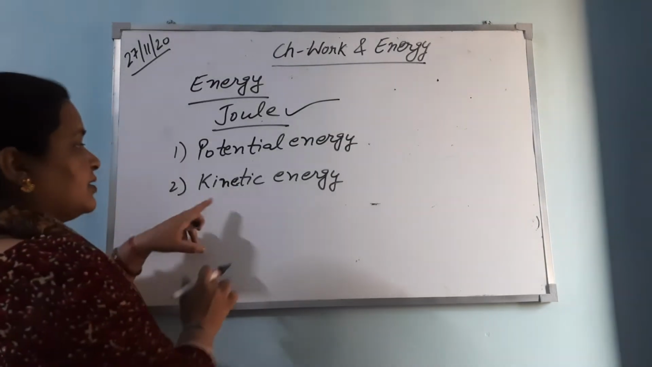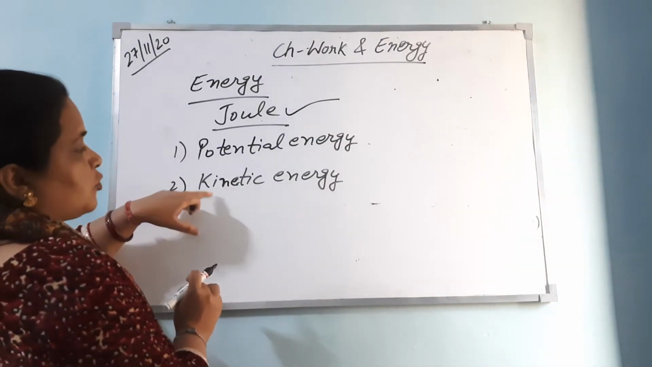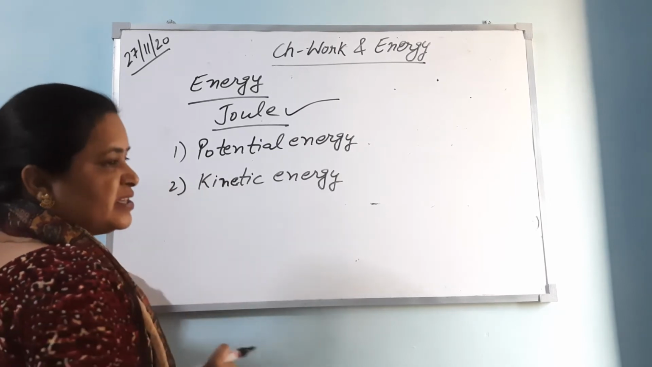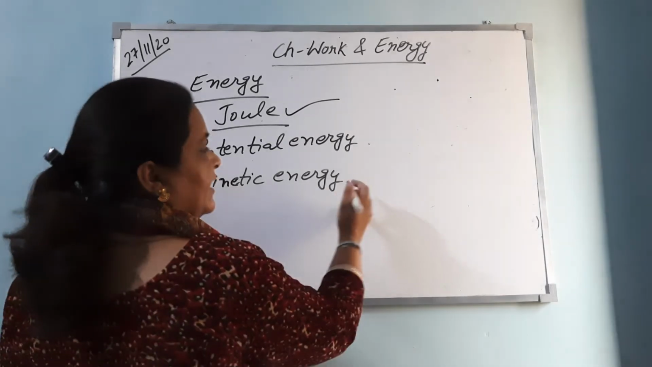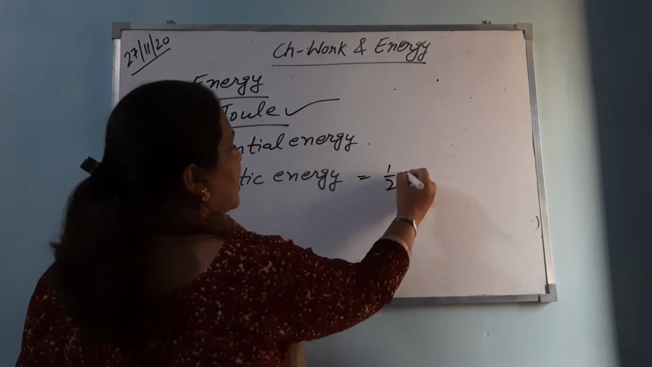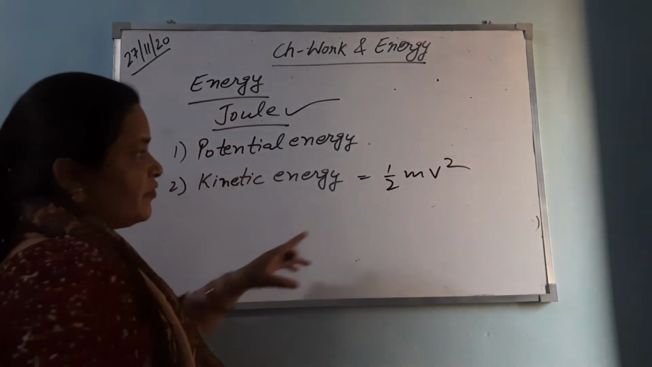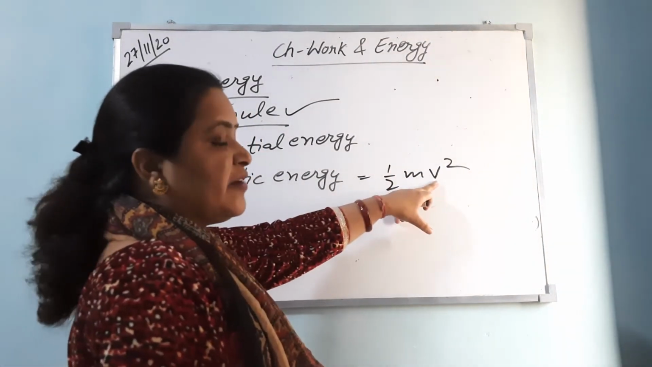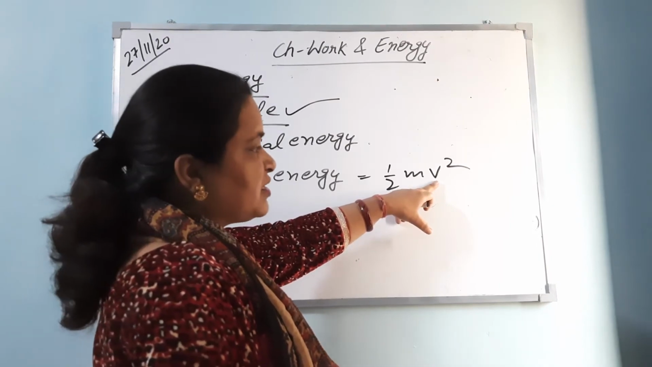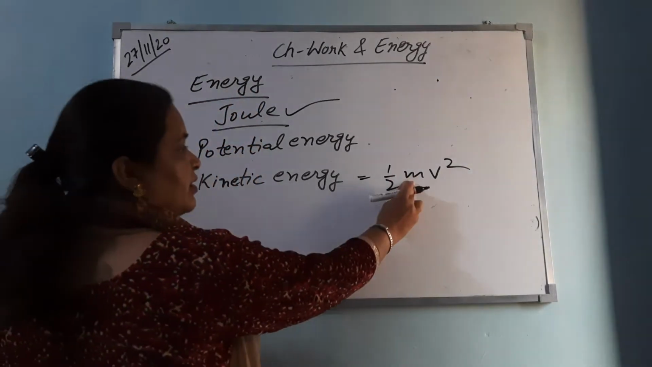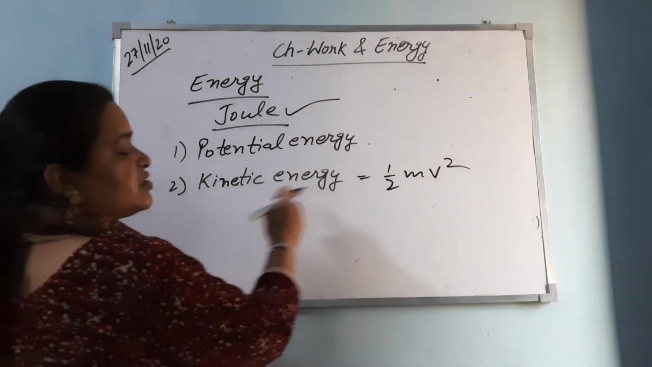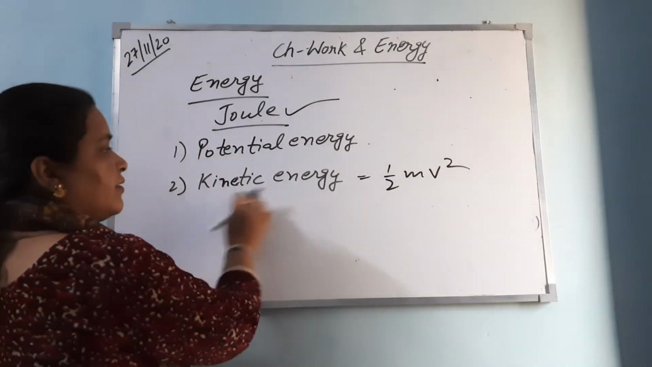Kinetic energy, the energy possessed by a body due to the motion of an object, is known as kinetic energy, and its mathematical formula is half mv square, where m is the mass of the body and v is the velocity with which the body is moving. So the greater the mass, the greater the kinetic energy; the greater the speed or velocity, the greater the kinetic energy.